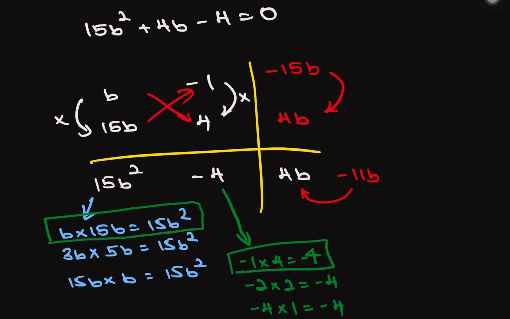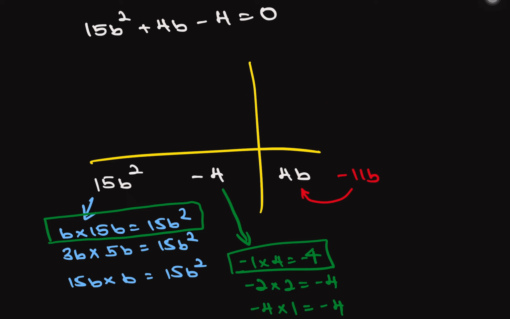Let's try using 5b and 3b. So let's put it in 5b and 3b for the first term, to get positive 15b squared when multiplied together. And for the second term, we can put it as negative 2 times positive 2. Then we cross multiply them together.